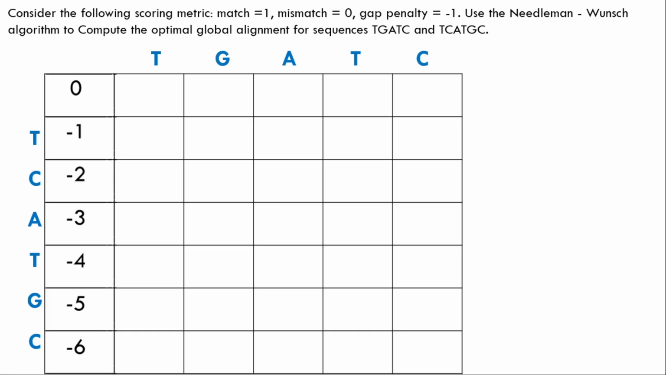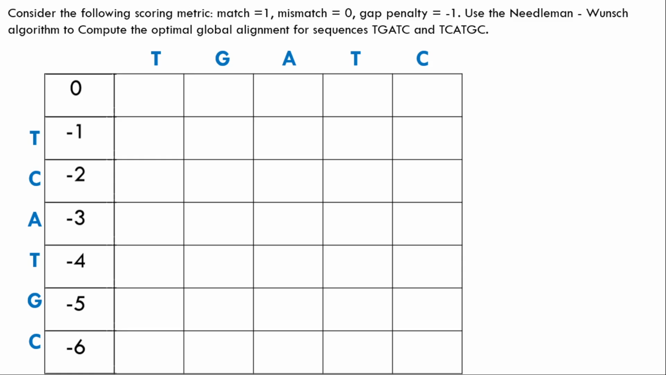Okay. So what is it saying? Use the Needleman-Wunsch algorithm to compute the optimal global alignment for the sequences TGATC and TCATGC. These are simple representative sequences, because actually the size of a gene is very long, and it is not possible to do the alignment with pen and paper. So just for demonstration, I'm keeping it short so that you can understand.